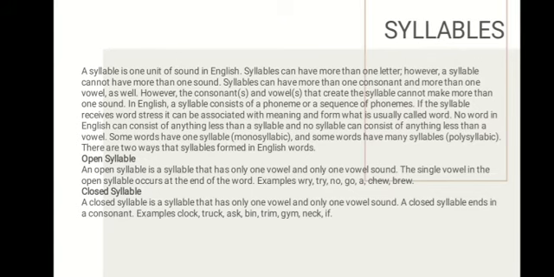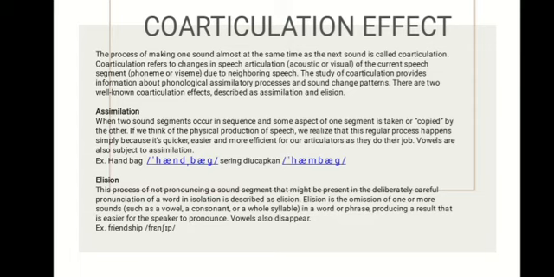Coarticulation effects. The process of making one sound almost at the same time as the next sound is called coarticulation. Coarticulation refers to change in speech articulation of the current speech segment due to neighboring speech. The study of coarticulation provides information about phonological assimilatory process and sound change patterns. There are two well-known coarticulation effects. One is assimilation.